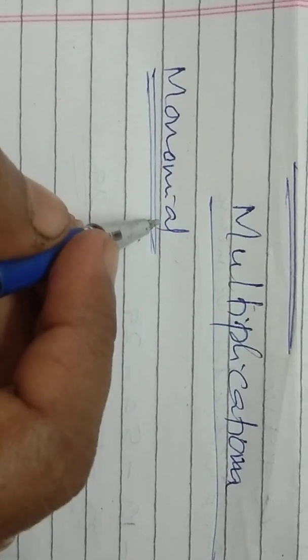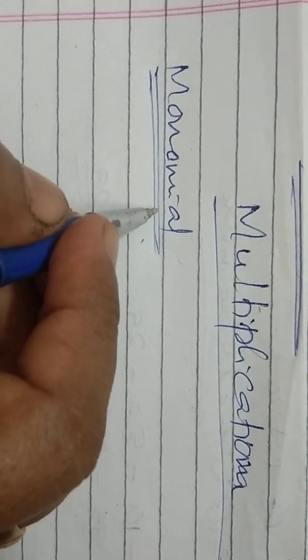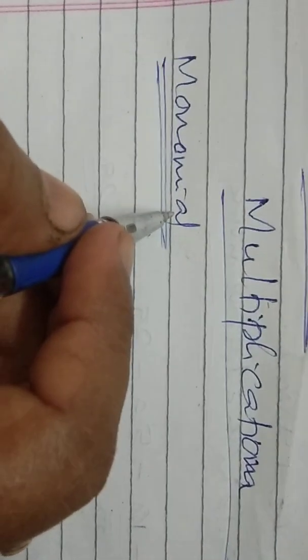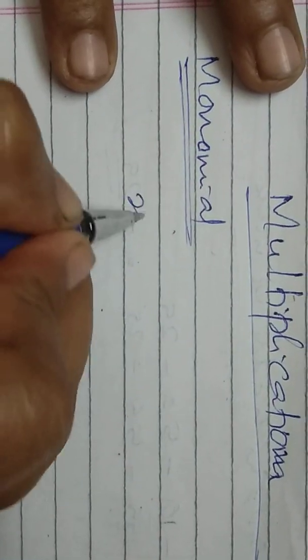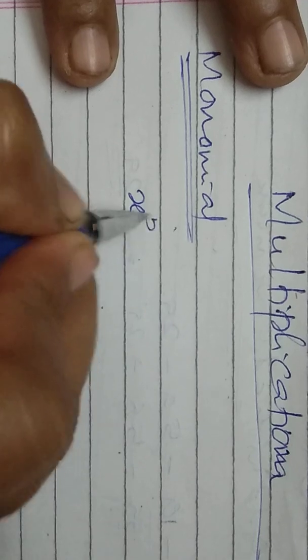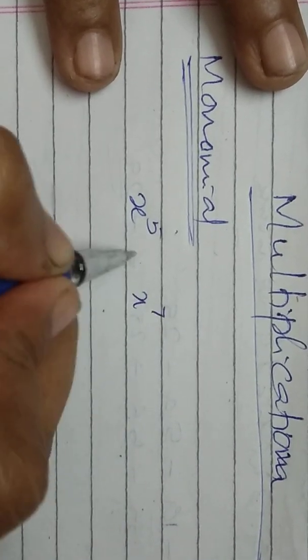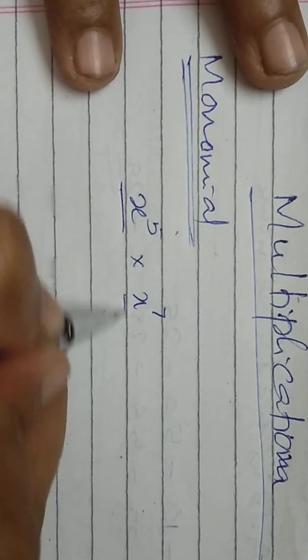To multiply monomials, before that we have to study what the product law of exponents is. Look here, I will explain. So look here: x raised to 5 and x raised to 7. We have to multiply these. This is an expression, this is an expression.